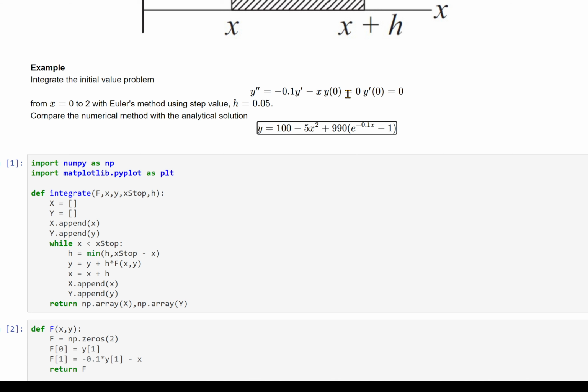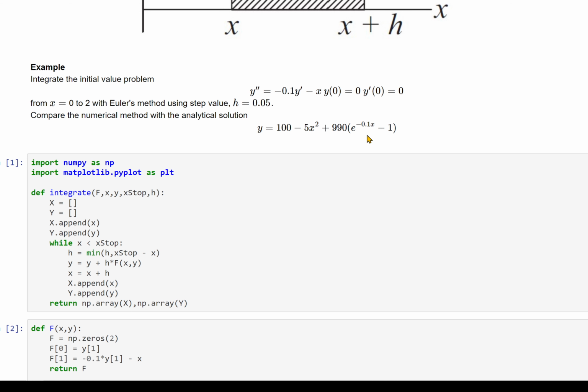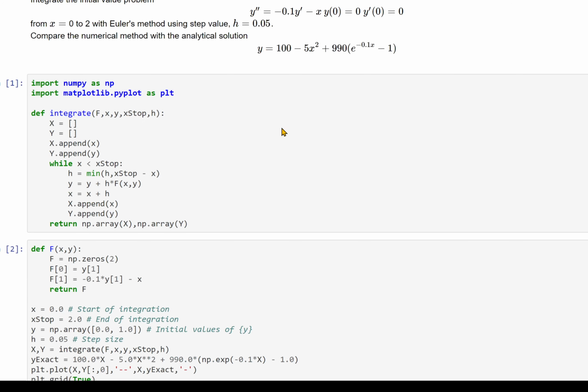If you solve this one using any numerical method or analytical method, then this is one of the solutions. So we will compare our numerical method with this analytical solution. This is our code for Euler's method. So, integrate, and it's very simple, we just follow the idea from the top.